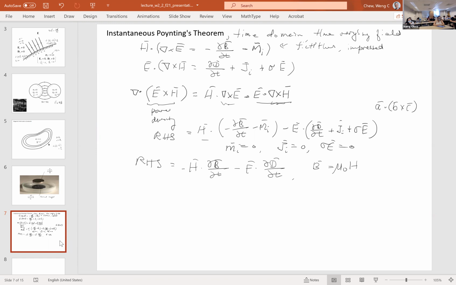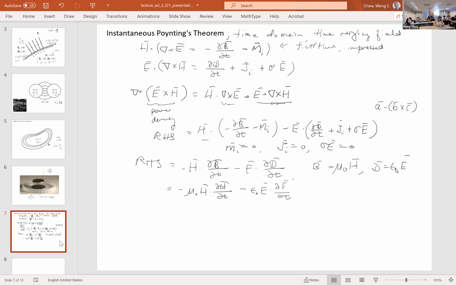Okay, so let's assume that we have the case of a vacuum, permittivity and permeability. So D is just epsilon naught E, and then if you were to substitute this in, you will find that the right-hand side now becomes something like mu naught H dot dH dt minus epsilon naught E dot dE dt. Okay, just after substituting in the constitutive relationship, you have that.